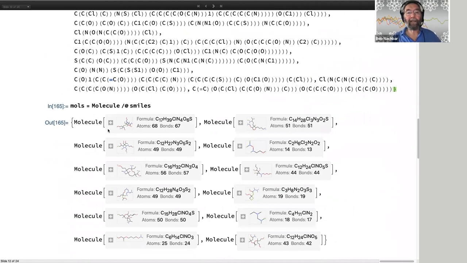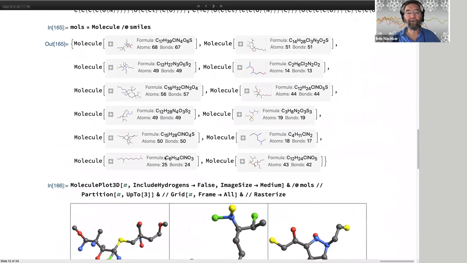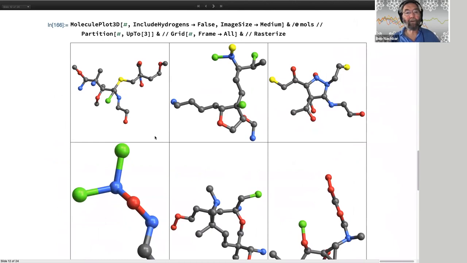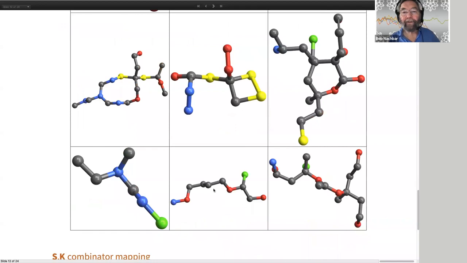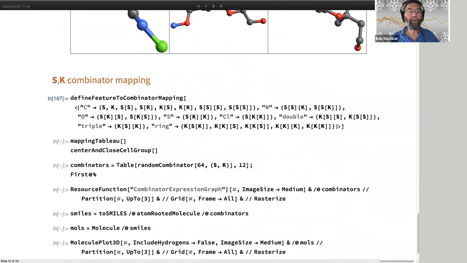And we can see from the images in the summary boxes, we've got some variety of structure there. And we can plot them in 3D. And we can see that we've got quite a bit of variety, a lot of different types of atoms, sulfurs, chlorines, oxygens, nitrogens. We've got rings, and we should have some multiple bonds in here. They're just not showing in this one. Okay. We can do the same thing with an SK combinator mapping.